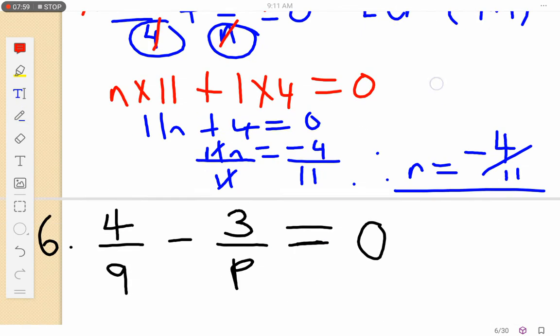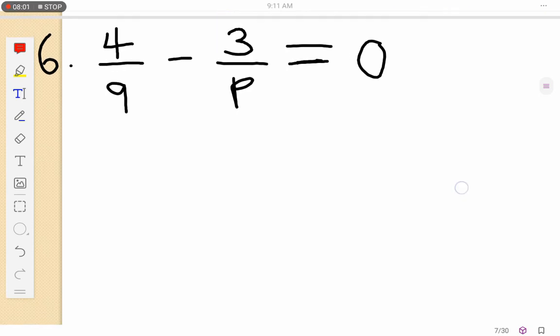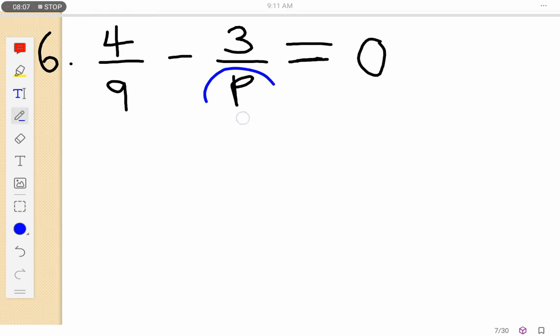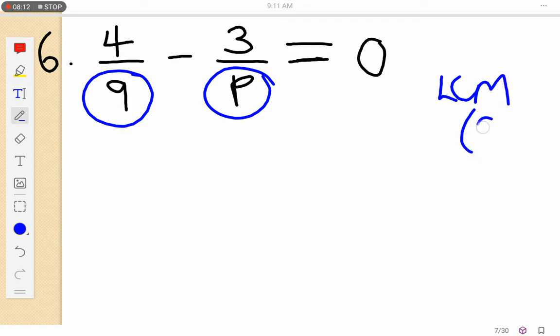Okay, let's have a look at another example. So this one we do the same. We can find the lowest common multiple. Let's find the lowest common multiple for our denominators, p and 9. Our LCM is simply 9p. So we can multiply here by 9p, by 9p.